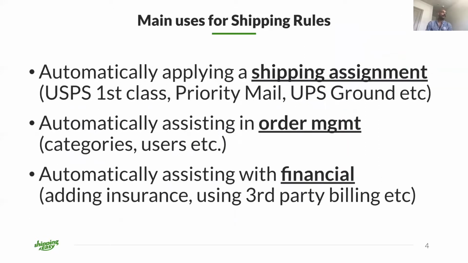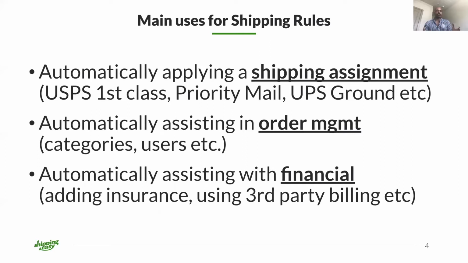Some of the main uses for a shipping rule, the first and probably most prominent, is a shipping selection. So it's a shipping assignment. United States Postal Service First Class, that's a preset or a shipping assignment. Customers use this pretty regularly. So a shipping rule for that would be: if the package weighs under 1 pound, then ship it First Class. If it weighs over a pound, use US Postal Priority Mail, or whatever service makes the most sense.